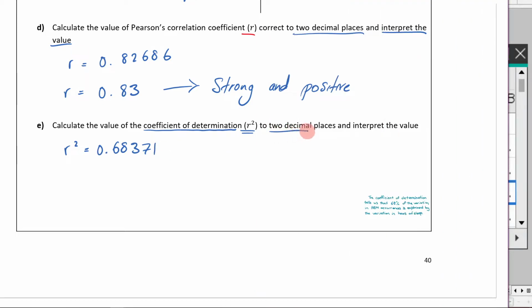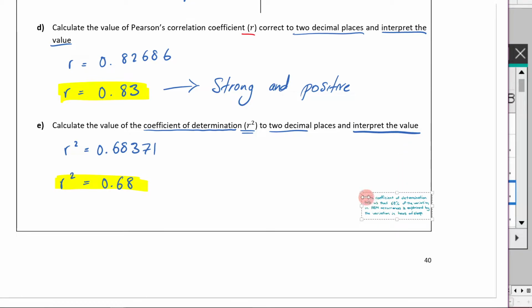So we have to be careful here. R squared is going to be 0.68 because that 3 doesn't round anything up. So there is our answer right there. So just make sure it's clear what your answers are. And again, make sure you're reading the full question because it's also asking us to interpret the value.